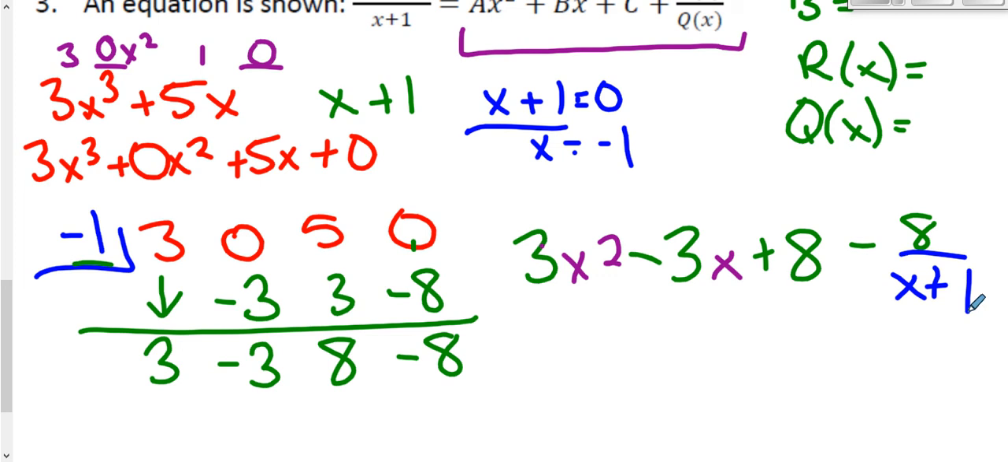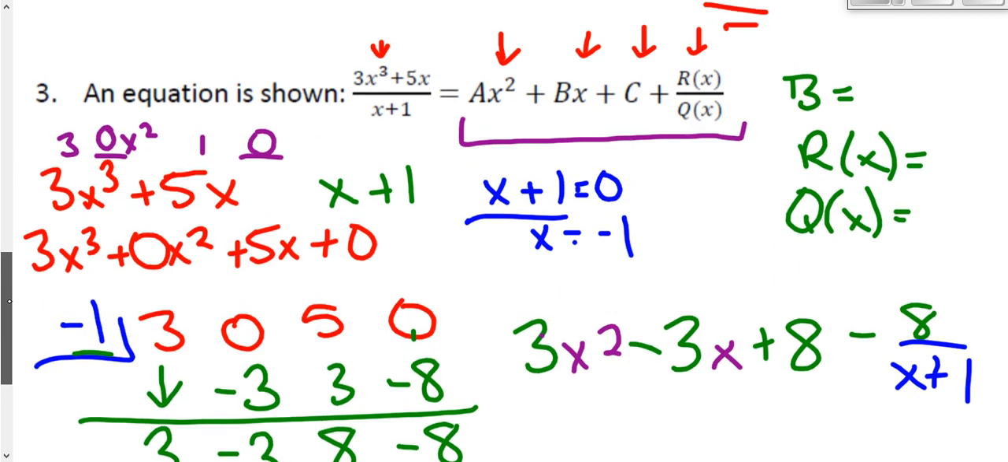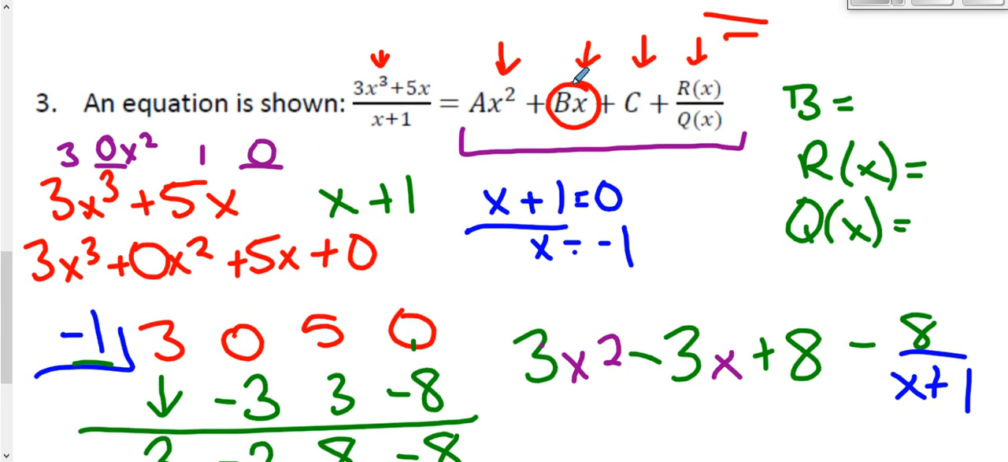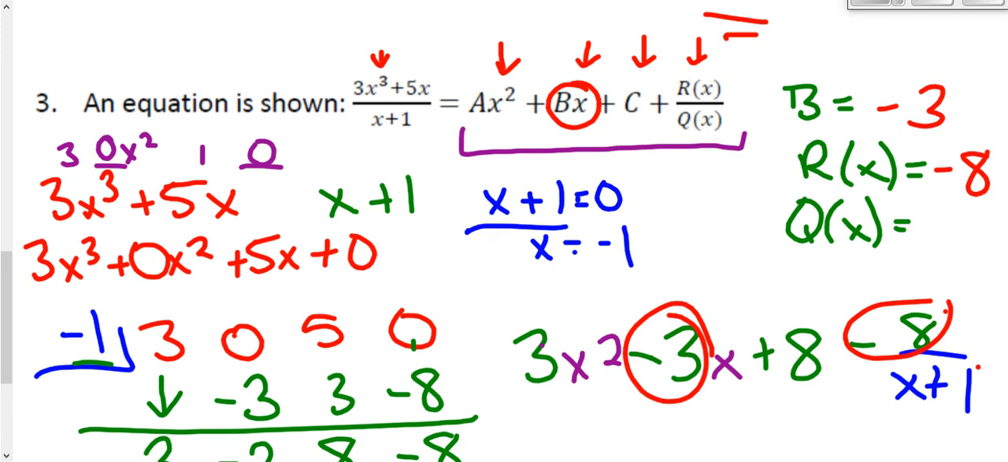Now, this question is just asking for 3 pieces of information: b, r of x, and q of x. B is just the number in front of x. The number in front of x is -3, so b is -3. R of x, it says, is the numerator, which is this -8, and q of x is just the denominator, which is the thing we were dividing by to begin with, x plus 1. And that problem is all done.